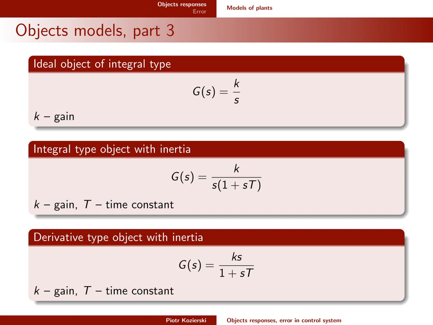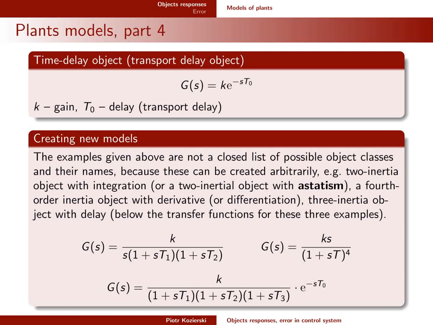The ideal derivating object is considered in the script. However, in practice, there cannot be an object with the degree of numerator higher than the degree of denominator, which is why I left it out of this list. And the last object is the object with the delay. Please do not confuse this T0 with the time constants. This is a delay.